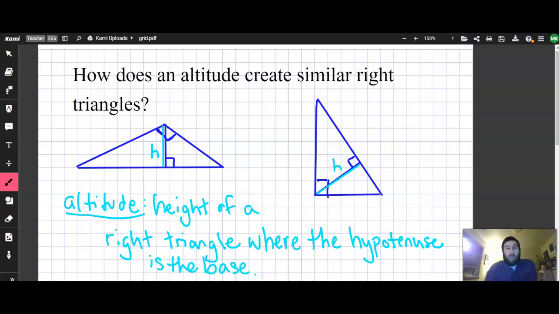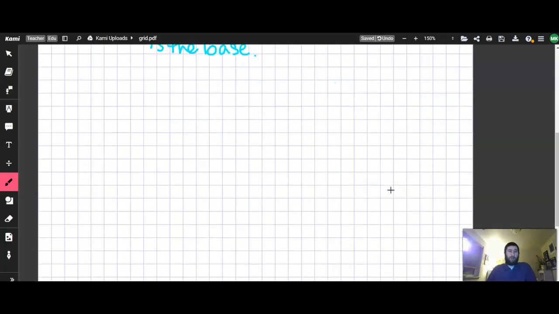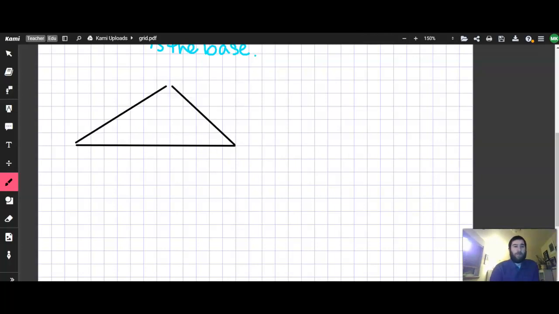And so, ladies and gentlemen, that being said, it doesn't necessarily tell us how it's creating similar right triangles. So let's dive into that part next. Let's look at the angles created from this similar right triangle, or from this right triangle with a hypotenuse. And so there's our triangle. It's fantastic. Here's our altitude.